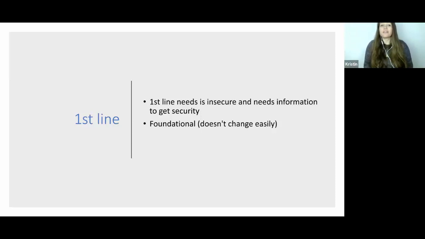Also, the first line profile is foundational, meaning it does not take change easily. It doesn't make change easily. It can't. It's too insecure to just switch their plans around unless they have all the information they need to make a change.